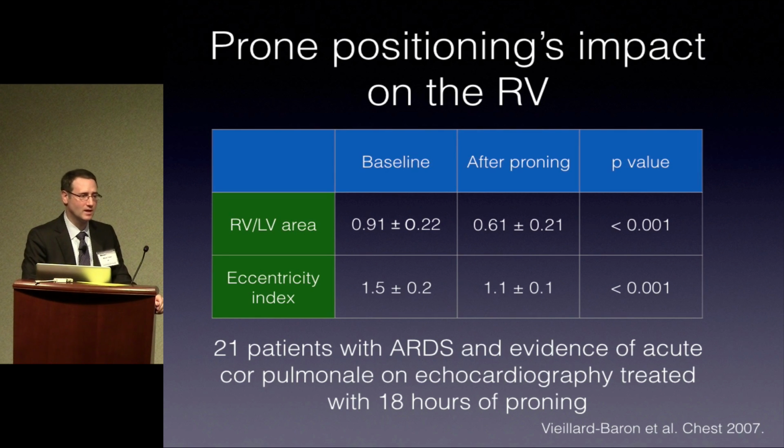So we have a number of lines of evidence that suggest that proning people improves survival and improves RV function. So if you have people with significant acute cor pulmonale that you're worried about, then maybe you need to be thinking even earlier about considering proning for that patient population.